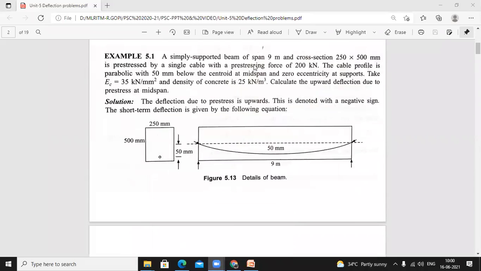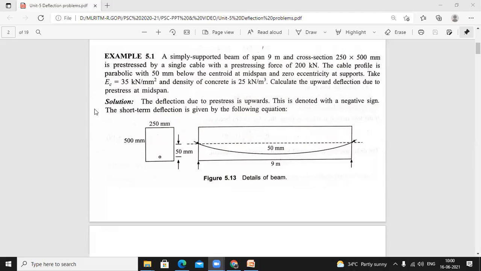A simply supported beam of span 9 meters and cross section 250 mm by 500 mm is prestressed by a single cable with a prestressing force of 200 kN. The cable profile is parabolic with 50 mm below the centroid at midspan and 0 eccentricity at supports. Take Ec equal to 35 kN per mm square and the density of concrete is 25 kN per meter cube. Calculate the upward deflection due to prestress at midspan.